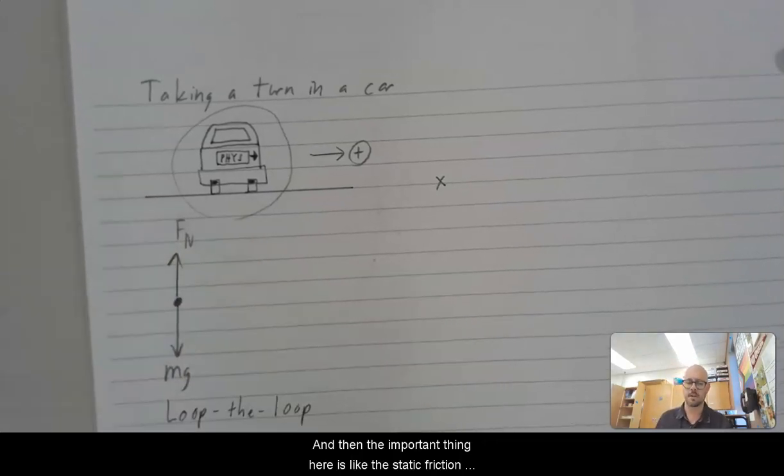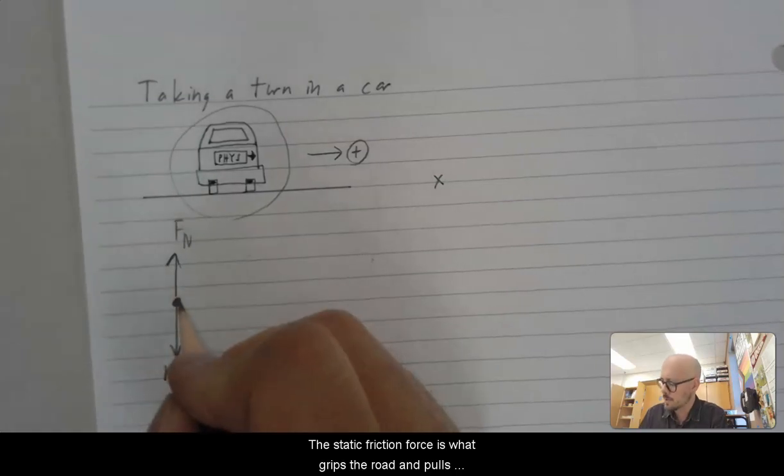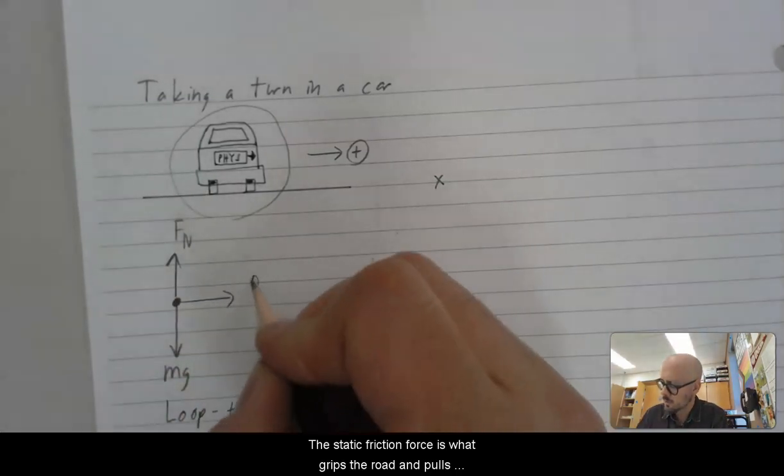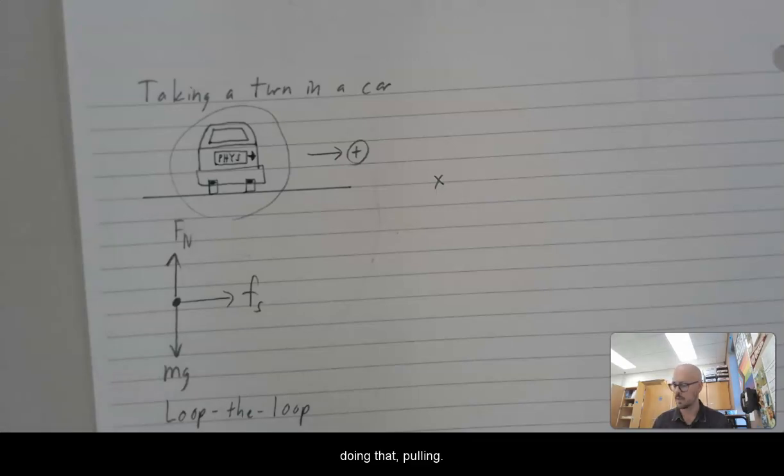And then the important thing here is the static friction force is necessary to keep me turning. The static friction force is what grips the road and pulls me, or pushes me rather, toward the center of the circle. So I keep going around in a circle because friction is doing that pulling.